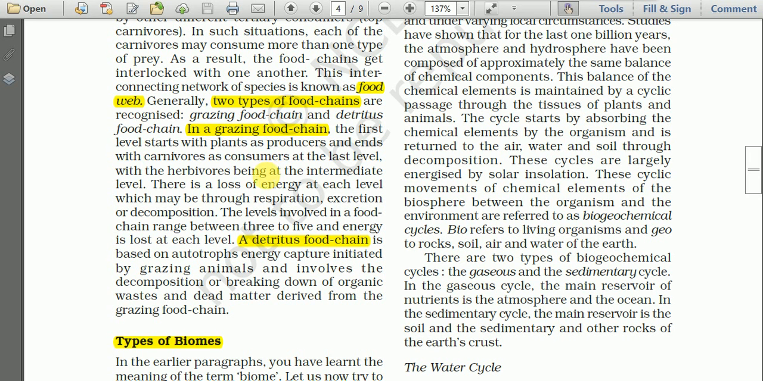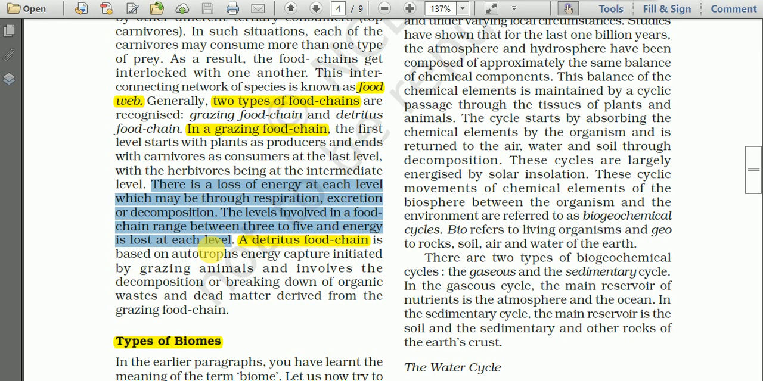And here there is loss of energy. There is loss of energy at each level, which may be through respiration, excretion, or decomposition. So there is loss of energy at each level in this food chain, maybe through respiration process, maybe through excretion, that is release of waste material from the body, or after death also due to decomposition.